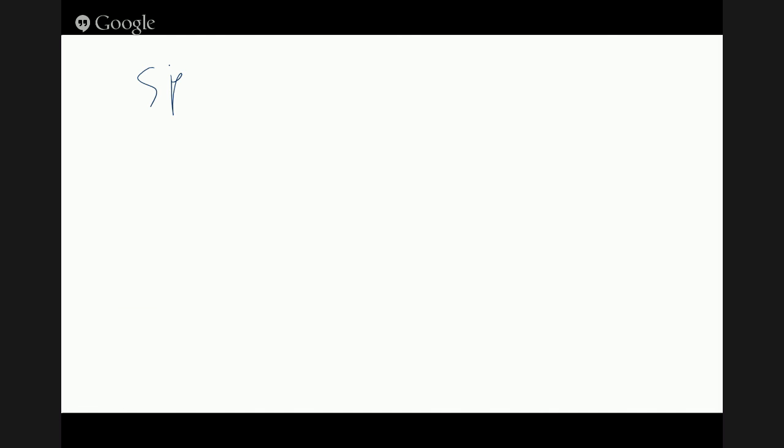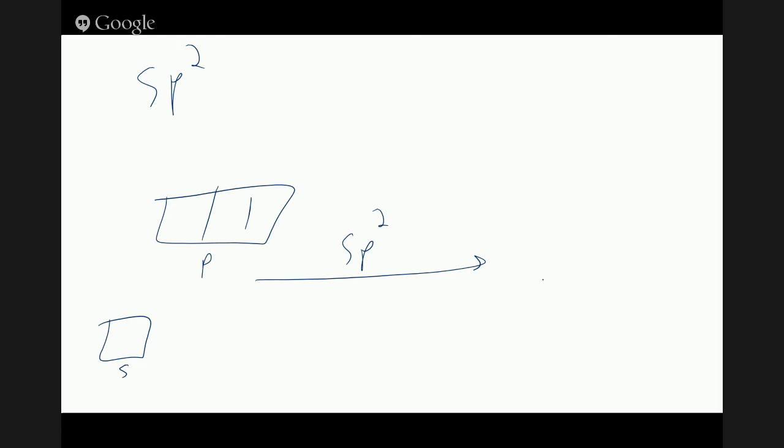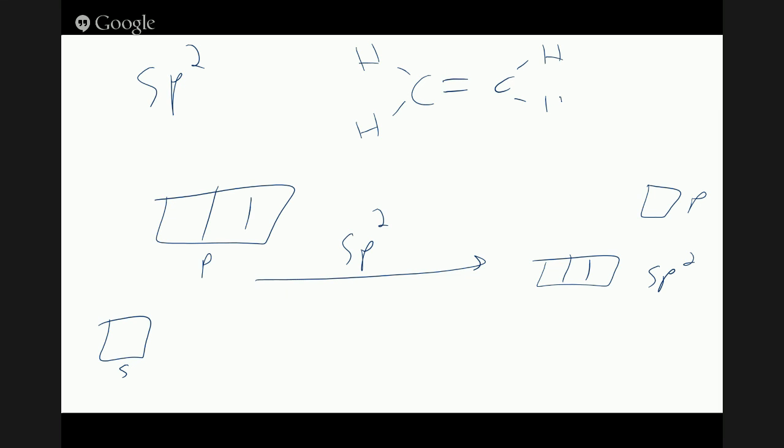sp2 is going to combine 1 s orbital, and I have 3 p orbitals. And if I'm going to make sp2 hybridization, I will have 3 sp2 orbitals, and I'll have 1 p orbital that's unhybridized. This might be something like ethene. 120-degree bond angles.